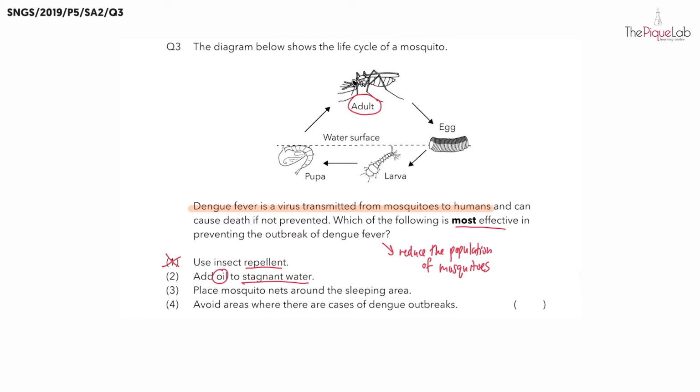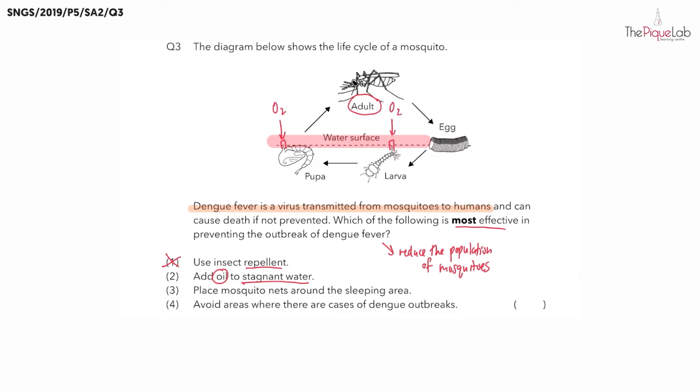What happens when you add oil to stagnant water? Does it sink or float? Oil floats on the water surface like this. What do you think is going to happen to the pupa and the larva with the oil floating on the water surface? That oil is going to block their breathing tubes, preventing oxygen from entering.